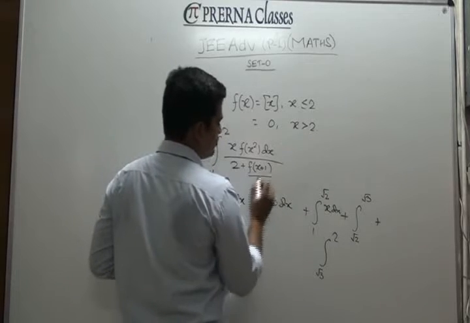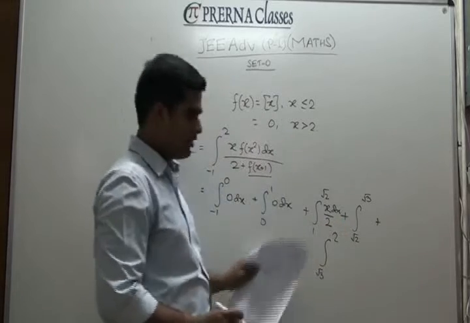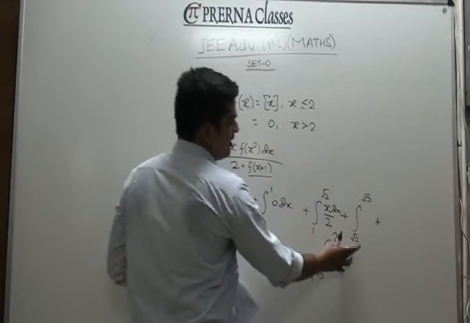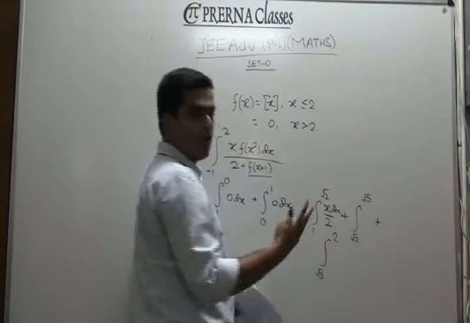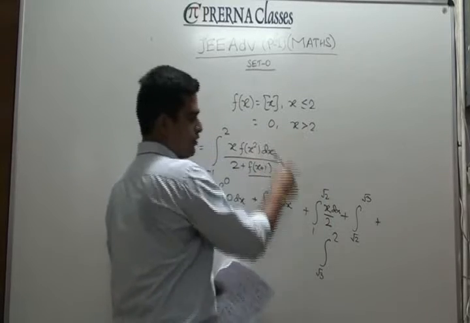So this part is going to be 0, the denominator is only 2. That's what you have to figure out in the third case. In root 2 to root 3, you can clearly check that x square goes beyond 2, and when x square goes beyond 2, this definition is going to play a role.